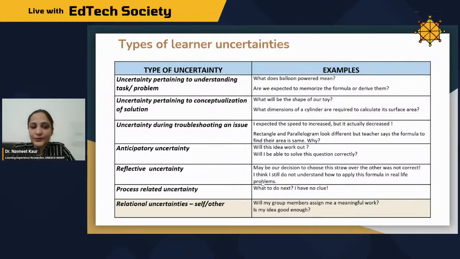And last, we have relational uncertainties. These are the uncertainties where learners are maybe doubtful about their own and also about their peers' abilities and what role they have in the task. So they can ask questions like, will my group members assign me meaningful work? Is my idea good enough? So they'll have all these different types of uncertainties when they are learning in a classroom.